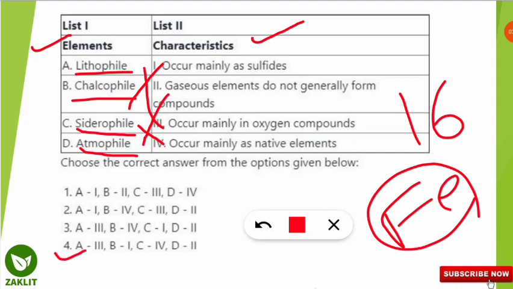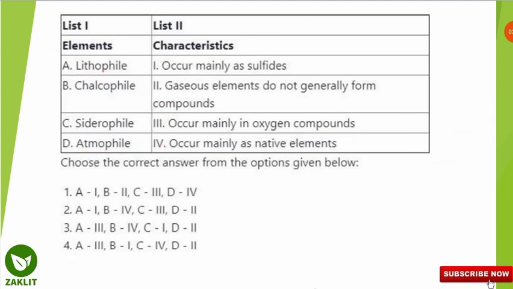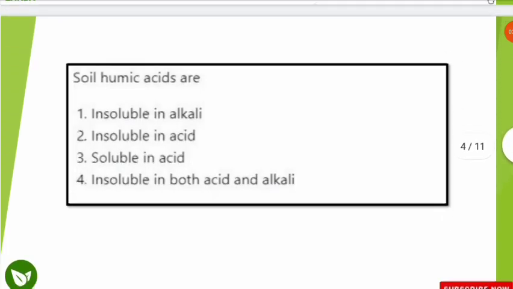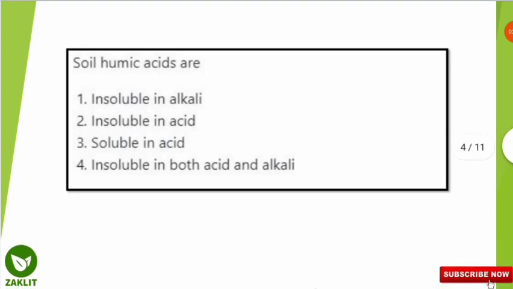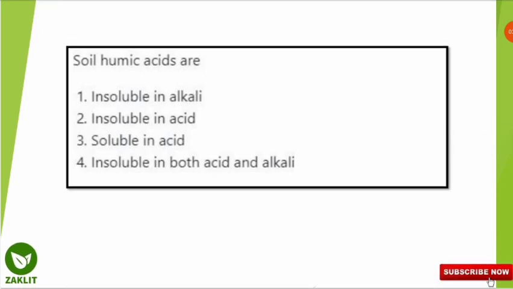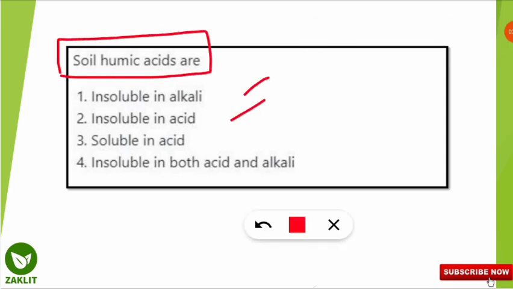Write down all these things, they are very important as per the concept. Let's move to the next question. The next question is one of the sure-shot questions which is asked in every NET Environmental Science paper. You should know the concept also. The question is, soil humic acids have which of the following characteristics? I'll wait for a few seconds, then I'll reveal the answer.